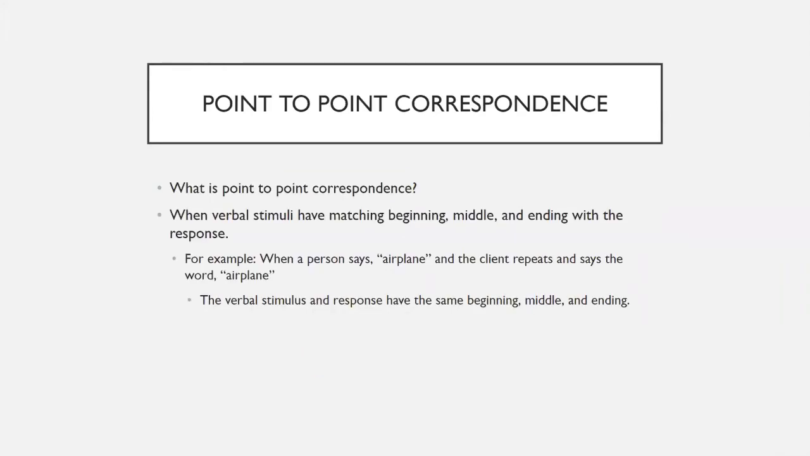Certain verbal operants involve point-to-point correspondence. When a verbal stimulus and the response of the listener share the same identical beginning, middle, and ending, then that verbal operant shares point-to-point correspondence. For instance, if you're working with your client and you say out loud the word airplane, and your client repeats the word right after you say airplane, then that verbal operant shares point-to-point correspondence. They must look and or sound exactly the same. Once we start to go over each verbal operant individually, we will discuss which verbal operants share point-to-point correspondence.